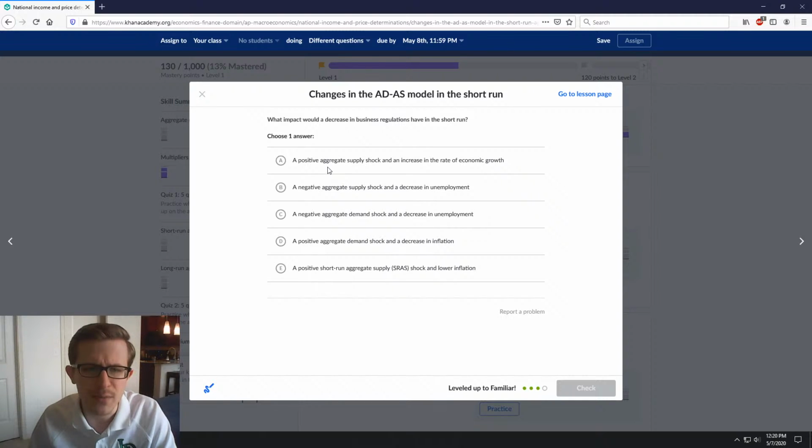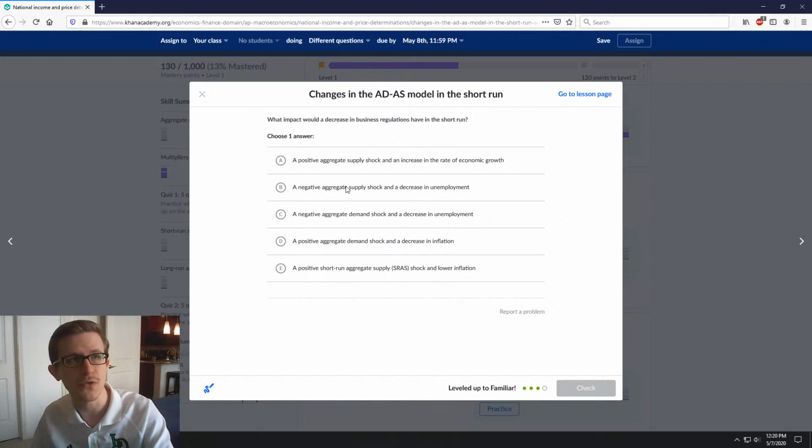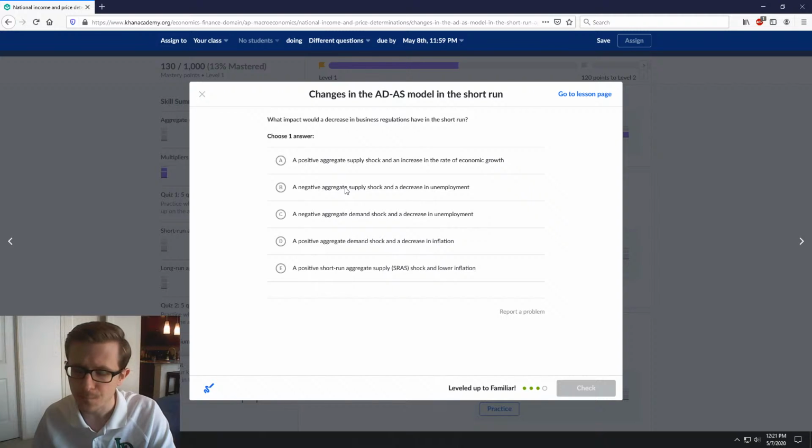So let's see here. So positive aggregate supply shock and increase in the rate of economic growth. As far as economic growth goes, it's only talking about the short run, so growth probably wouldn't be included in this at all. Negative aggregate supply shock, not going to be a negative shock because if it was tighter regulations, it'd be negative. But since they're loosening and businesses can do more of what they want, it won't be negative. Negative aggregate demand shock, not going to impact demand. Positive demand, not going to impact demand.